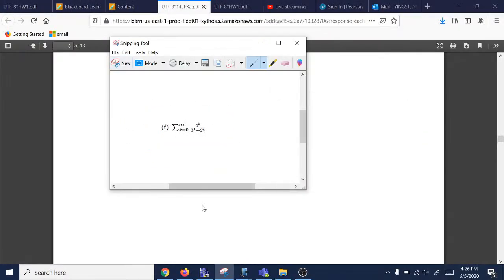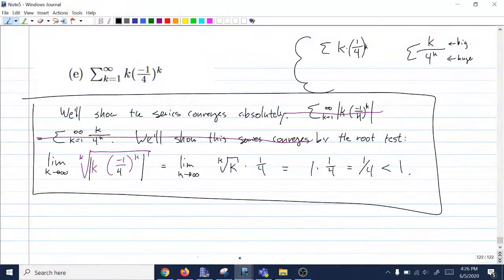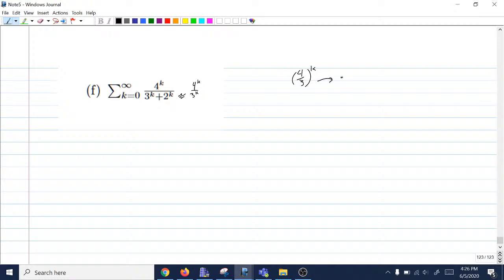Four to the k over 3 to the k plus 2 to the k. I feel so bad for the poor Cal 2 students who always look at this and turn that into 5 to the k. That bottom is not 5 to the k. That bottom is about, which of those is bigger? 3 to the k. This is about the size of 4 to the k over 3 to the k. What does that do? Like that's 4/3 to the k, which would be a divergent geometric series. But in particular, 4/3 to the k goes to infinity. That gets bigger and bigger. So this thing probably diverges by the divergence test.